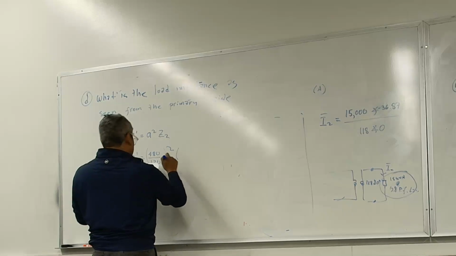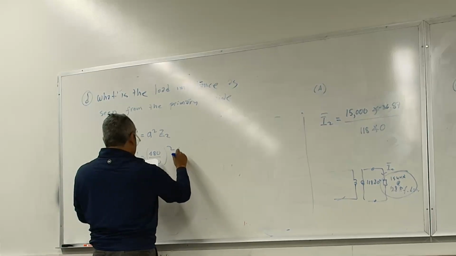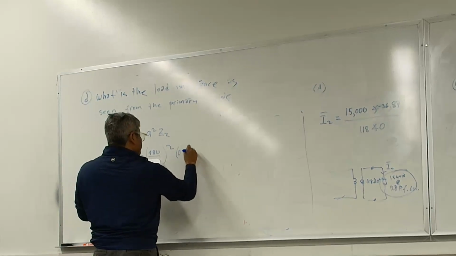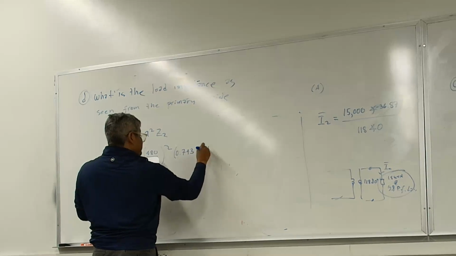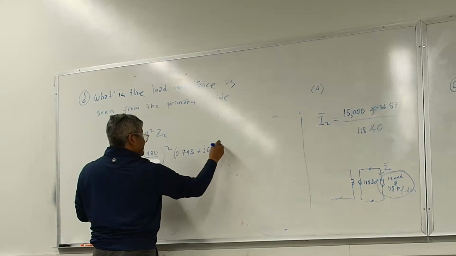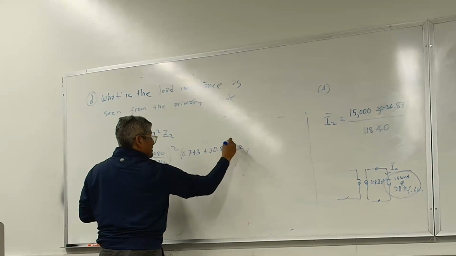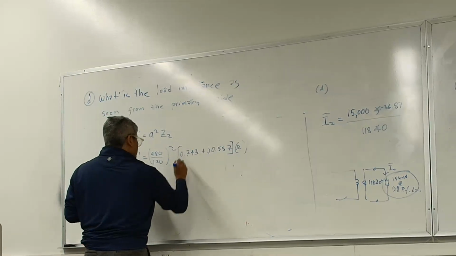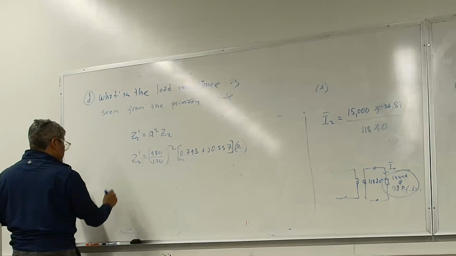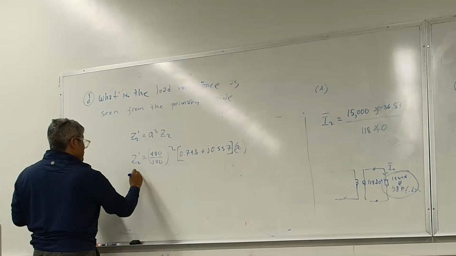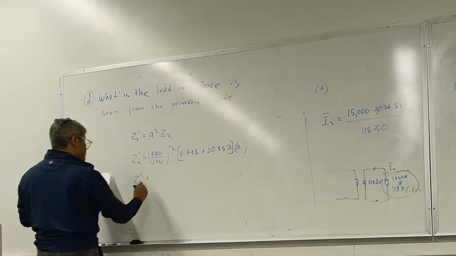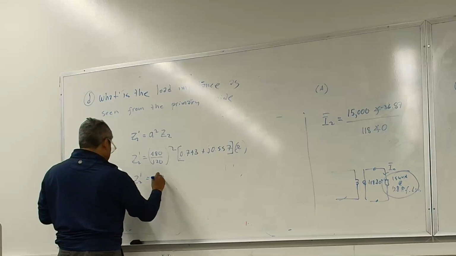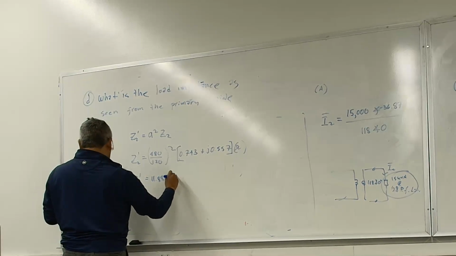Times Z2, which is 0.743 plus j0.557, and the whole thing is in ohms. Okay, and that gives me Z2 prime equals 11.88 plus j8.91.